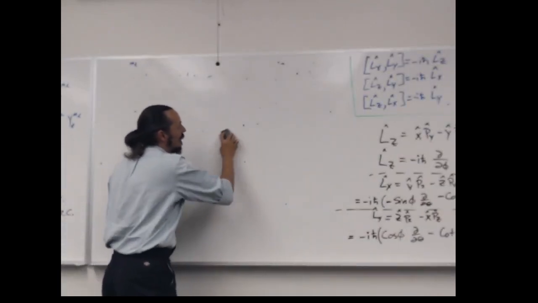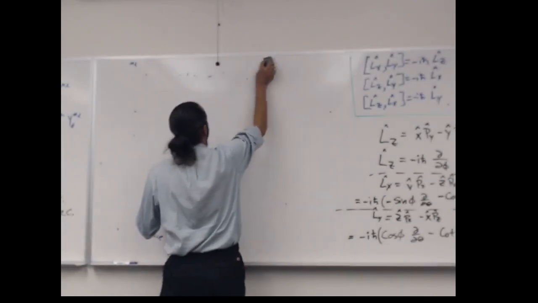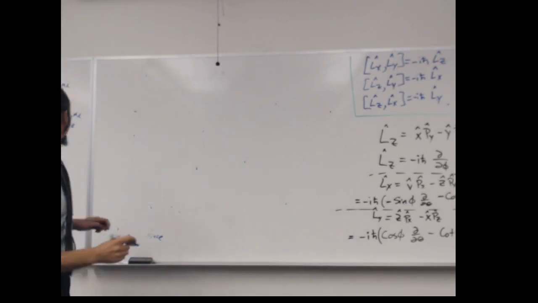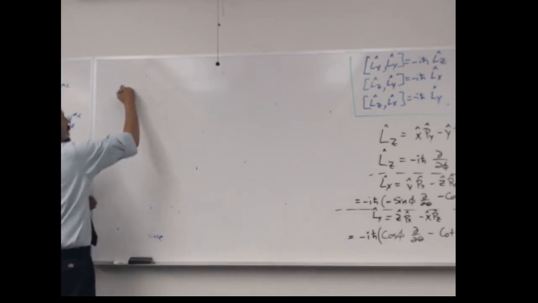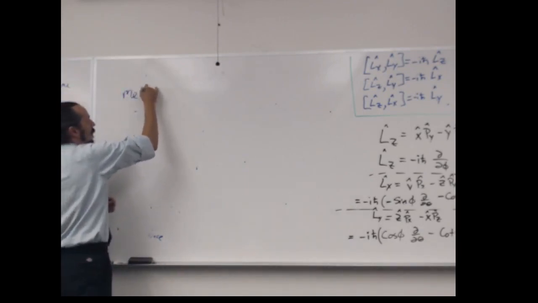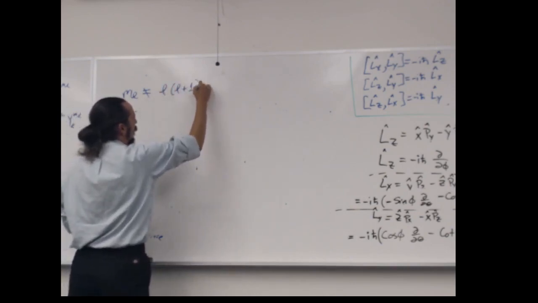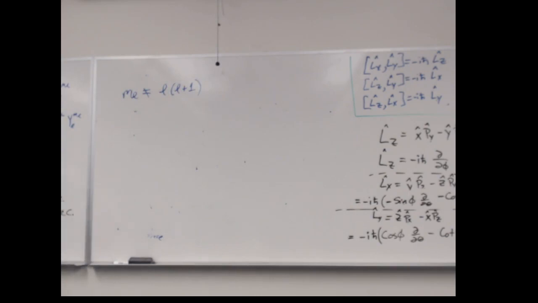So one of the quirky things that happens here, that you might not have noticed because there's a lot going on today, is that M sub L will never equal the square root of L times L plus 1.